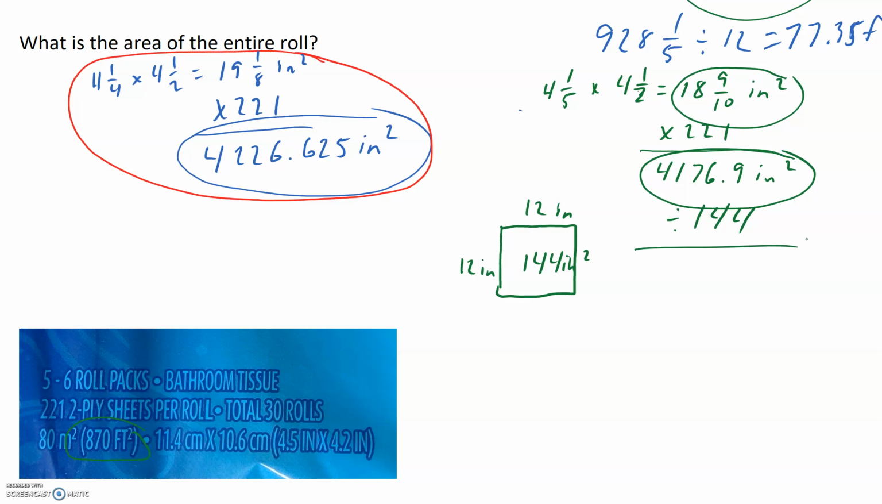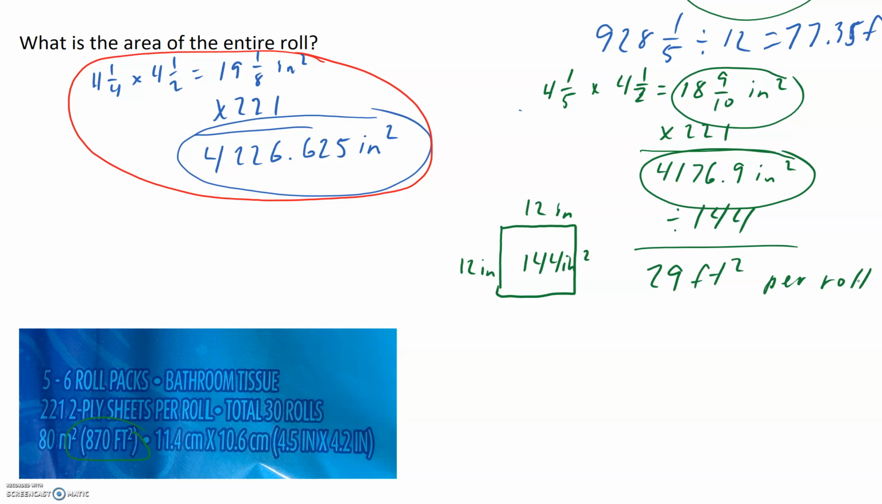4,176 and 9/10, 0.9, divided by 144. Bam. That's the wrong number that I shouldn't have got. Oh, yes, it is right. This scared me. Okay, so I got basically 29 square feet per roll. So I was really worried.